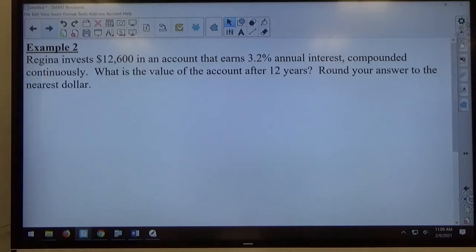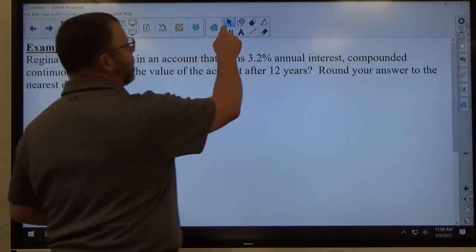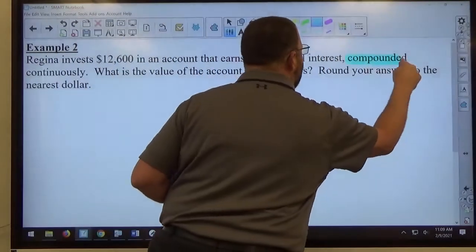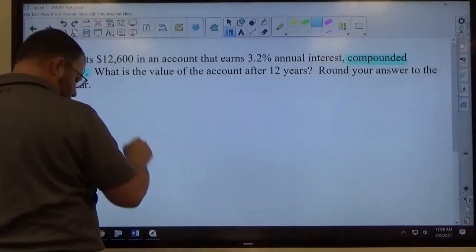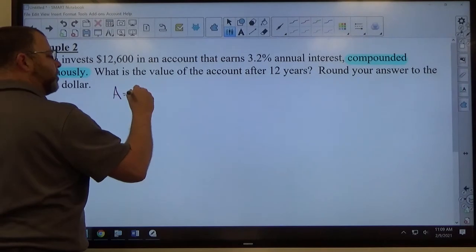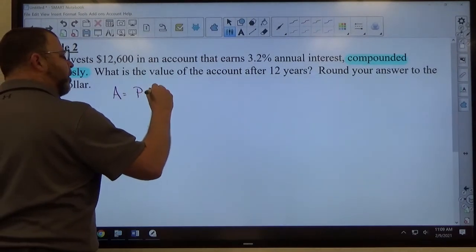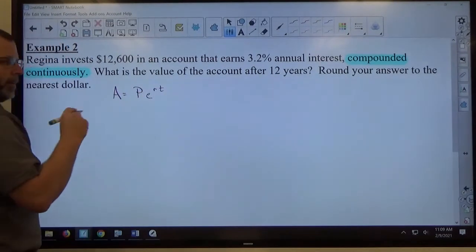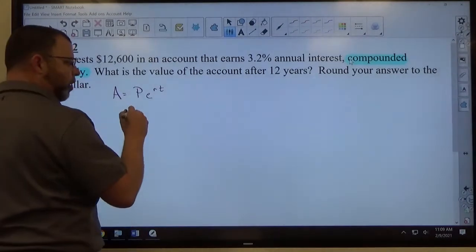Example 2, Regina invests $12,600 in an account that earns 3.2% annual interest compounded continuously. Okay, so again, as soon as you see compounded continuously, there's only one formula to use. The formula is the amount of money in our account should be what we invested times e to the RT power. So my task basically is to figure out what P, R, and T are.